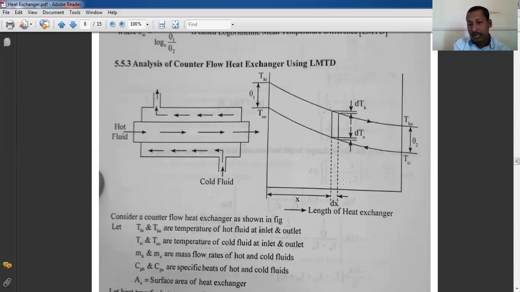Now, similarly, I'll be writing the temperature distribution curve, how the temperature is distributed in the counter flow. First one, hot fluid is entering into the pipe. When that enters the pipe, heat is reduced. It means temperature falls from higher temperature to lower temperature. So temperature.